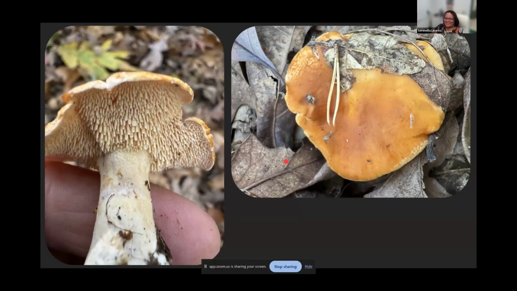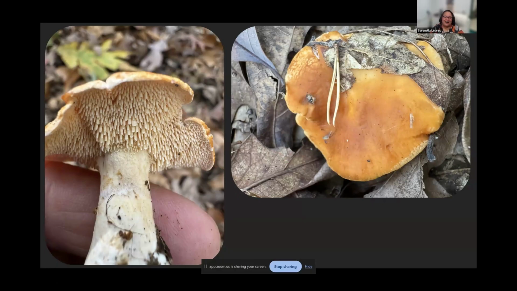Ooh, do you see something, Scott? So this was submitted via email to the identifiers of the group. This particular mushroom was photographed by Scott Shapiro, and you can enjoy this mushroom as his virtual background. I see you right now.